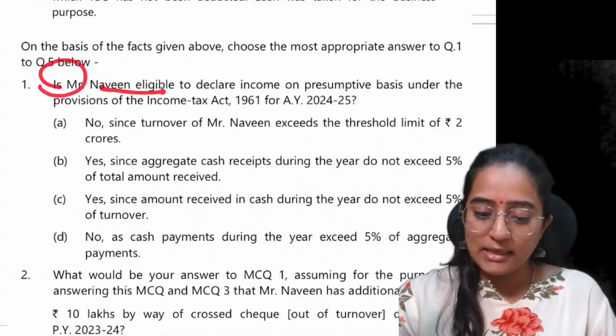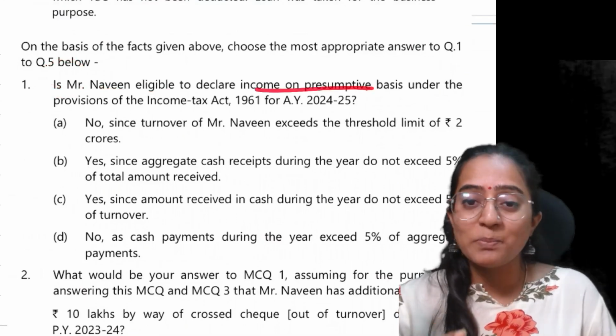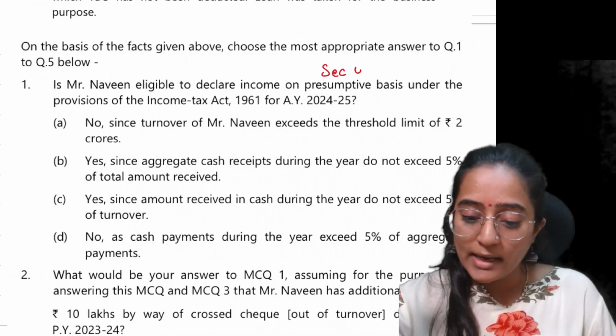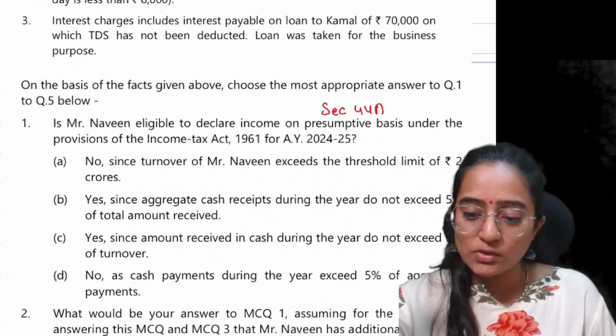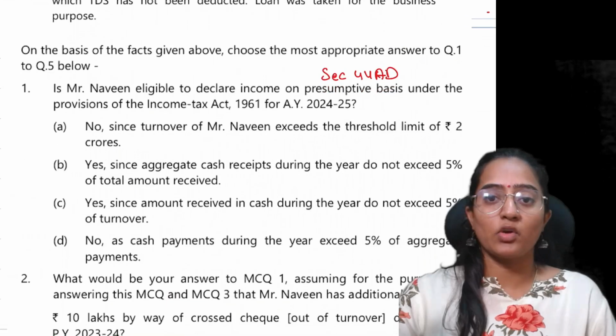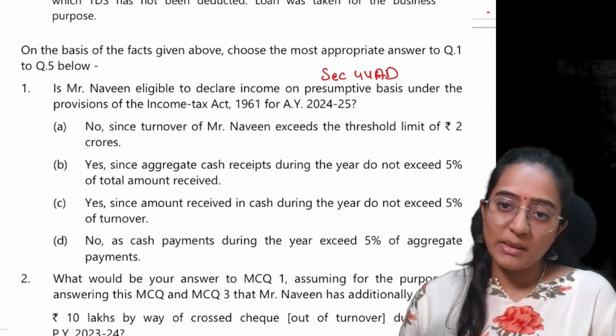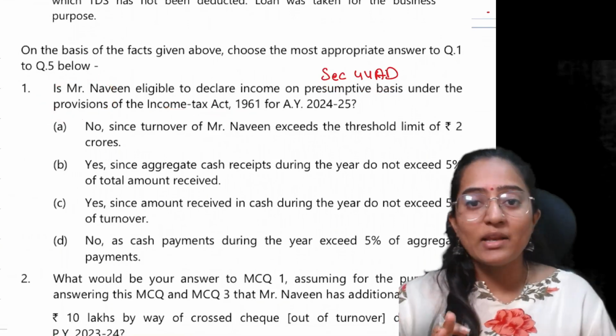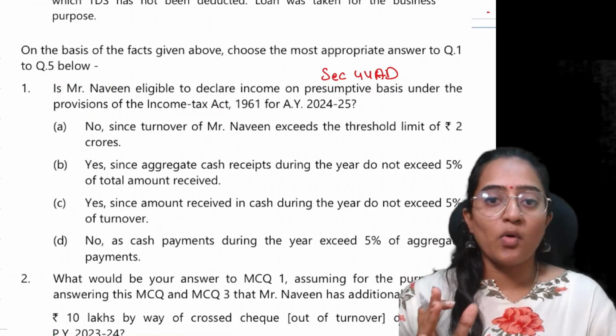Is Mr. Naveen eligible to declare income on presumptive basis? Presumptive basis, please, Section 44AD. They are speaking about Section 44AD here, which is the basis under the following provisions of the Income Tax Act 1961 for AY 24-25.